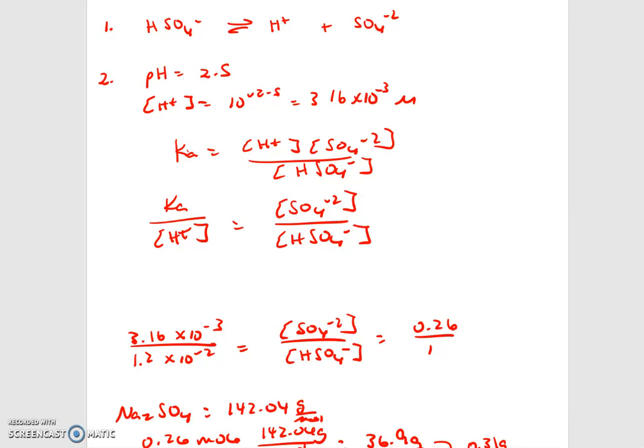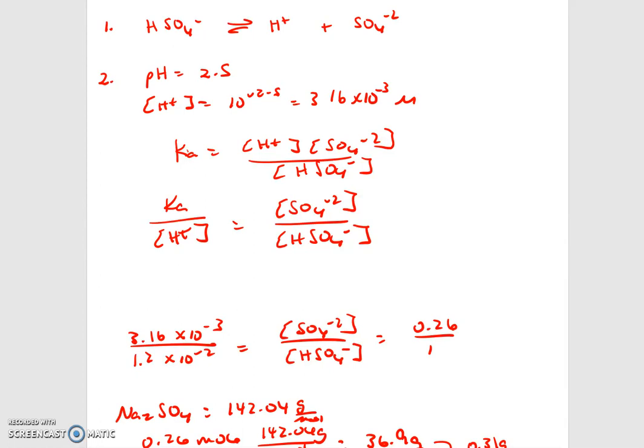Hi, I wanted to go over the quiz that you took yesterday since there were some issues, particularly with the front half of the quiz. So let's take a look. The first thing we're given on the top of the quiz are Ka values for 5 different weak acids. And question number 1 says, write the equilibrium reaction for a buffer solution with a pH of 2.5.